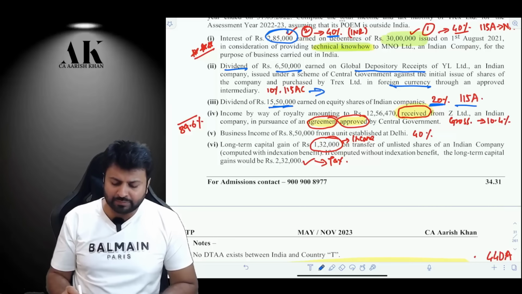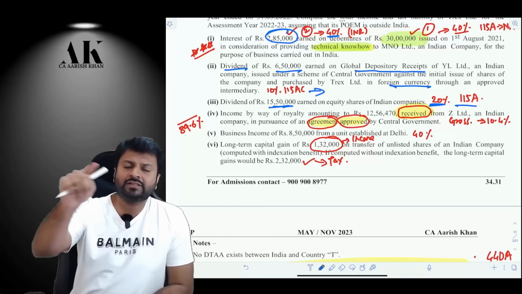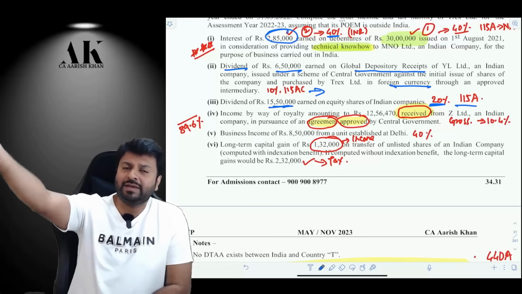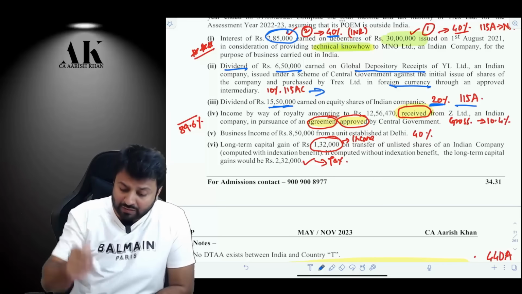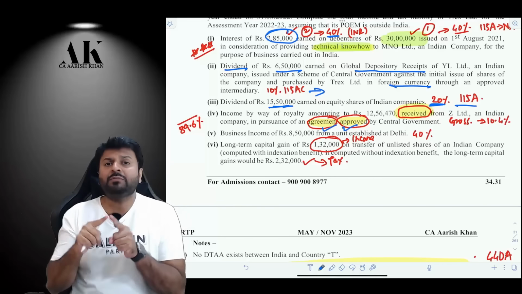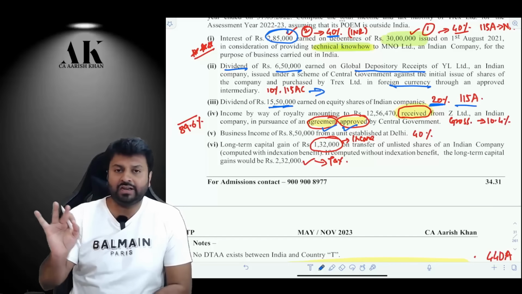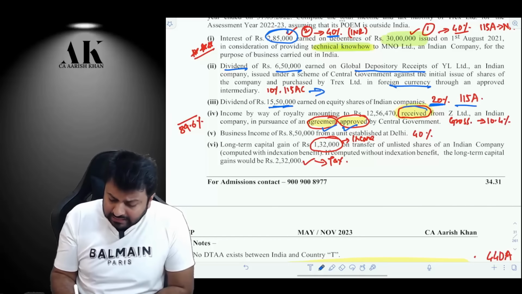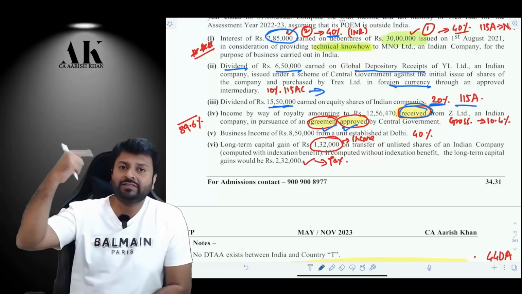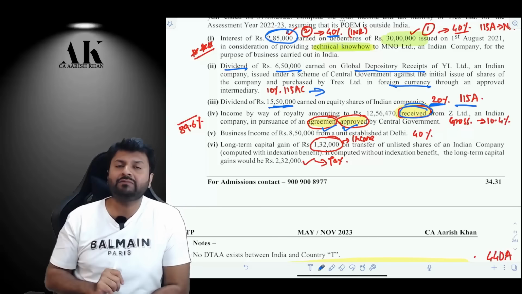Next one is also an intelligent point. That foreign company is giving some services to an Indian company, and in return the Indian company is making the payment for royalty, and that royalty is approved by the central government, and there is an agreement between both of them. So this will come under 115A definitely. But the catch over here is, this is the amount received by the foreign company, and this is not the income which is earned by the foreign company.